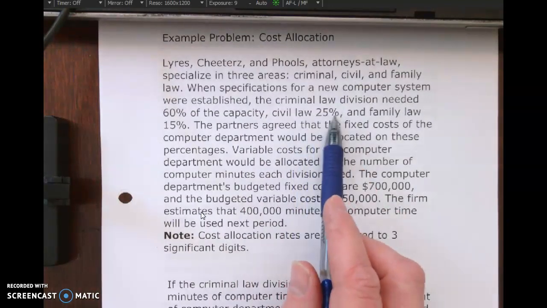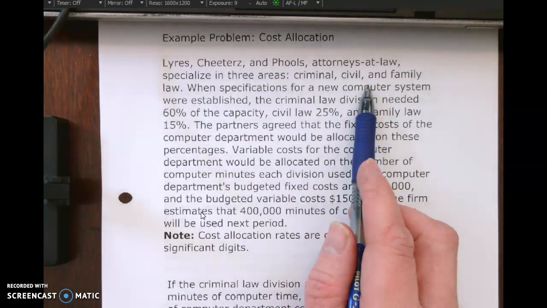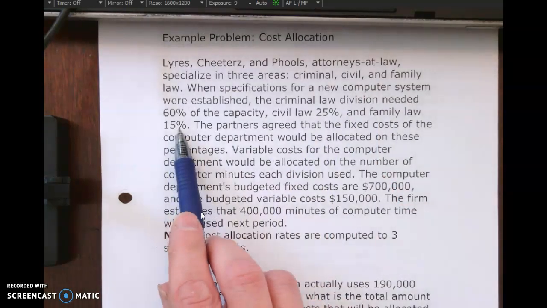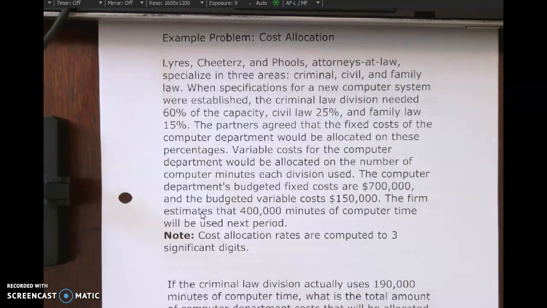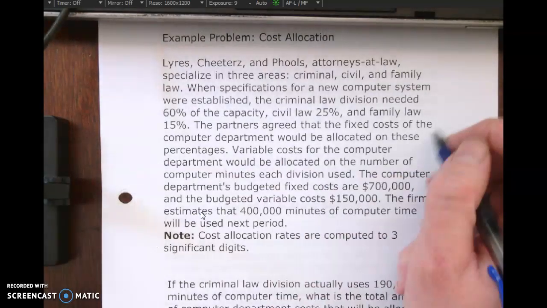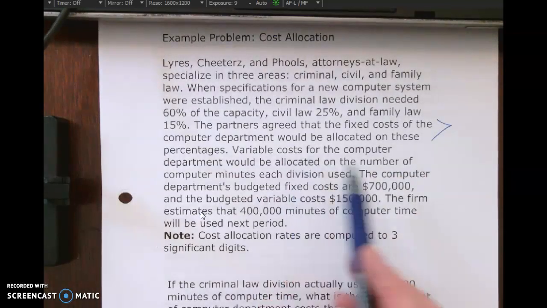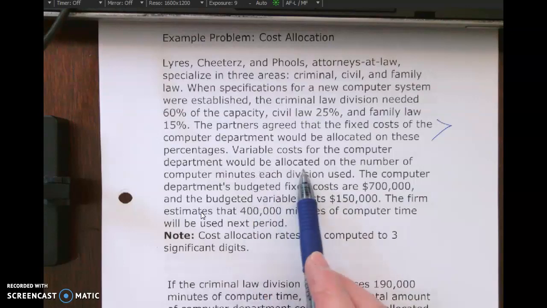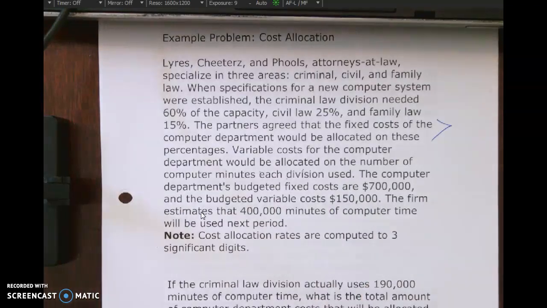Civil law needed 25% of the capacity of the new computer system. Family law needed 15% capacity of the new computer system. The partners agreed that the fixed costs of the computer department would be allocated based upon these percentages. That's important to recognize, okay? Variable costs, though, for the computer department would be allocated based upon the number of computer minutes each division used. Okay? The computer department's budgeted fixed costs are $700,000. Budgeted variable costs are $150,000.